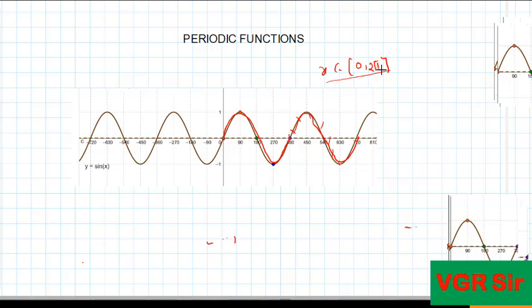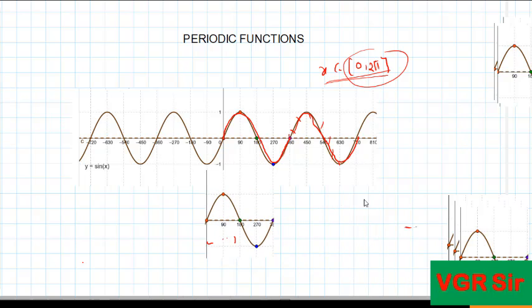Such an x-value length is called its period. I can say 2 pi is the period of the sine function, and the sine function is a periodic function. More generally, with the help of this graph, we can complete the total graph. That is the meaning. Why am I saying this? Look here, this is 2 pi. Observe here, 0 to 2 pi. This is one complete cycle.